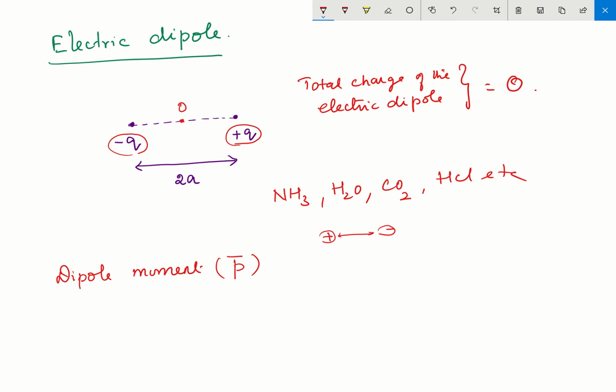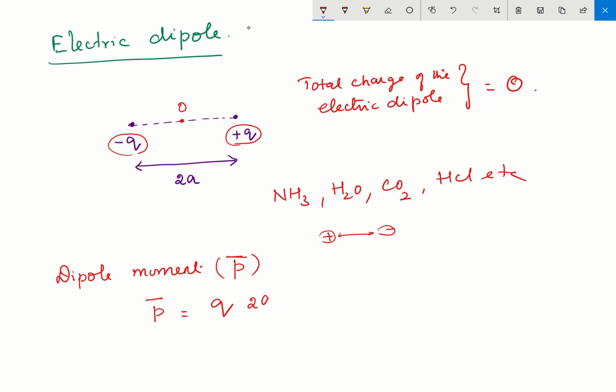Okay, so what is it? Actually, it is a vector quantity. That is why I have written here p as a vector quantity. It is nothing but the product of the magnitude of either charge, plus q or minus q, and the distance between them.